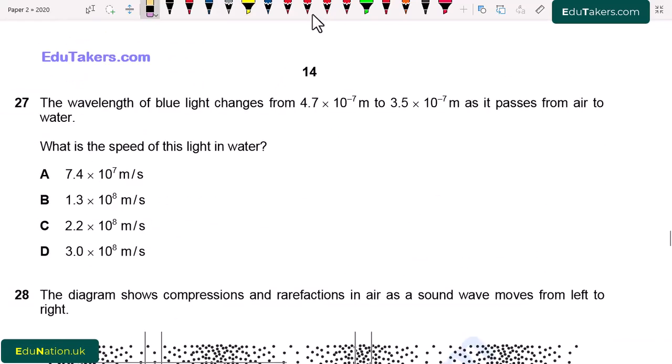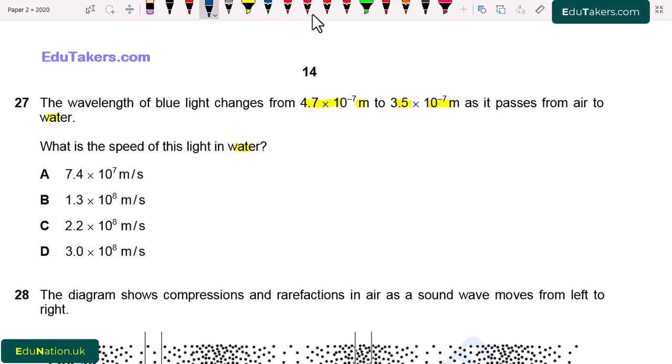Question number 27. The wavelength of the blue light changes from 4.7 × 10^-7 meter to 3.5 × 10^-7 meter as it passes from air to water. What is the speed of this light in water? So we have to find out the speed of this light in water. So there is basically refraction.